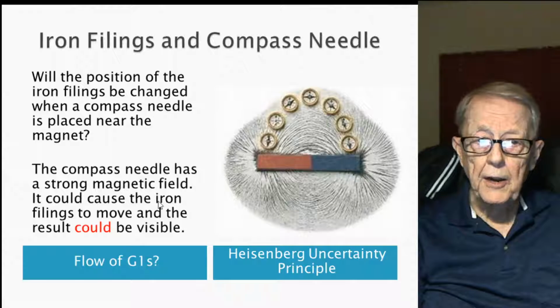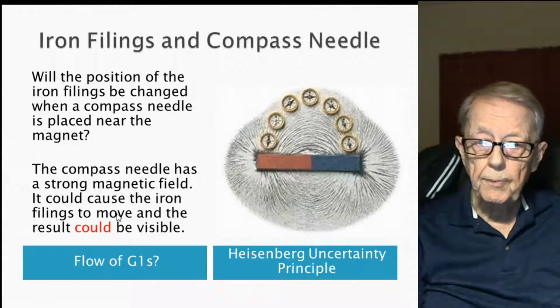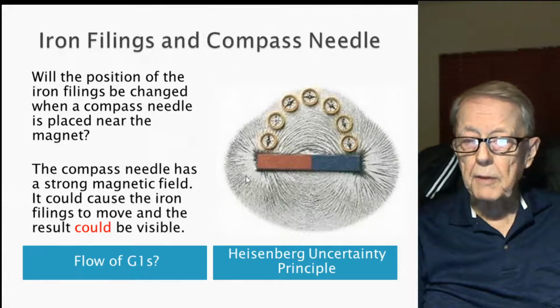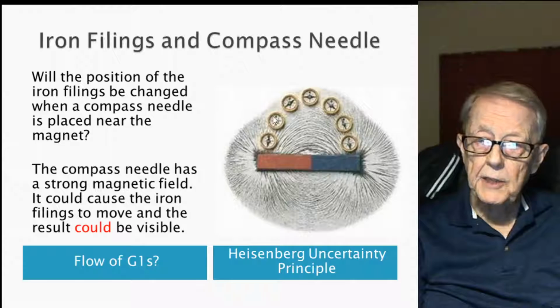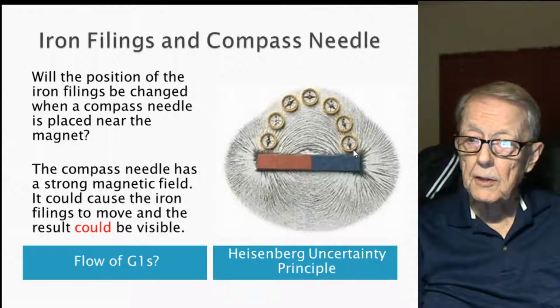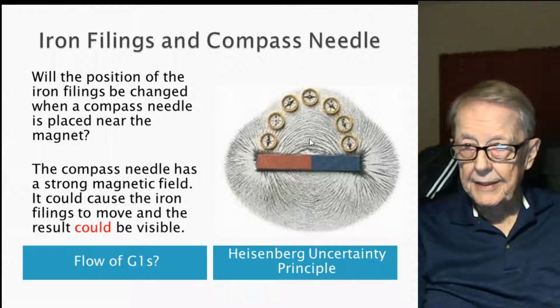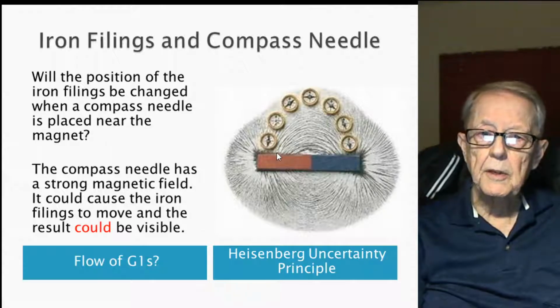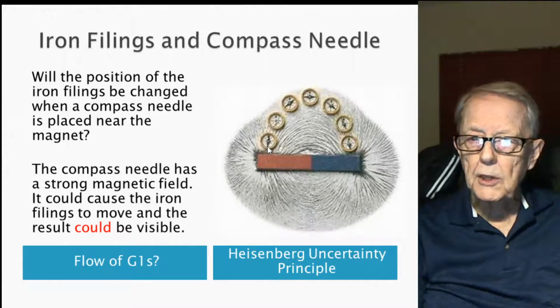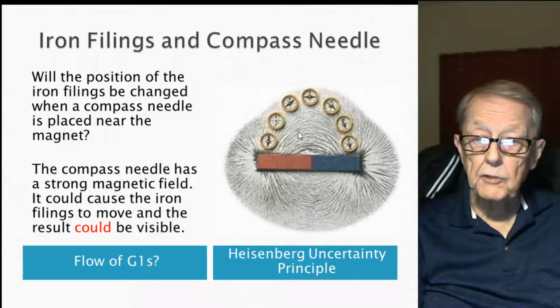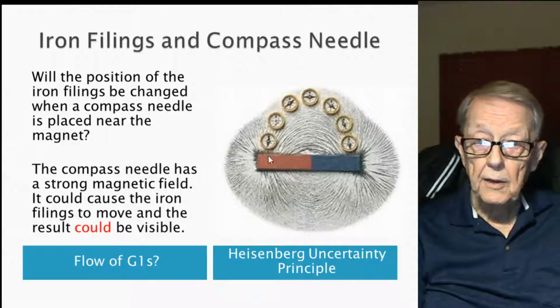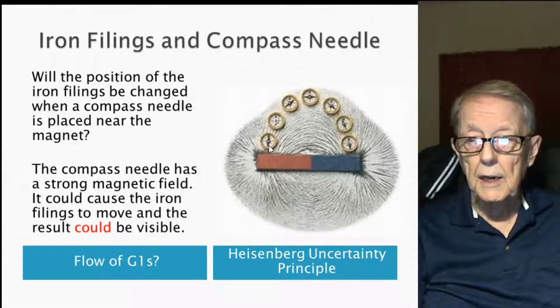It could cause the iron filings to move, and the result could be visible. In other words, we tell students, line these things up and you can draw a magnetic field line. But the very fact that you put them there, if you have iron filings along with it, you're actually going to, this is straight. This is, in fact, if you put a big compass like I've shown in previous pictures, that's going to distort the lines.